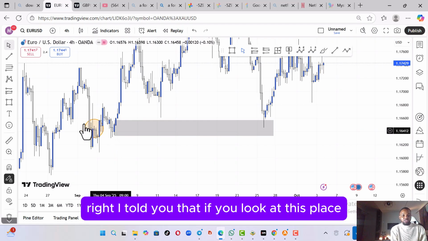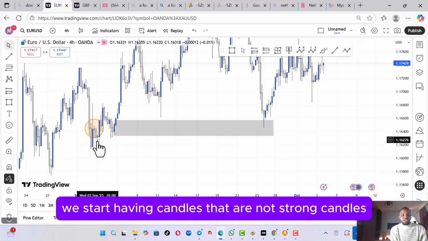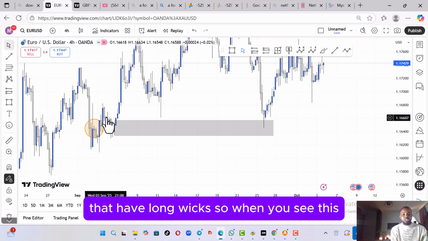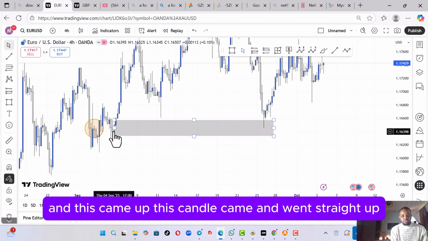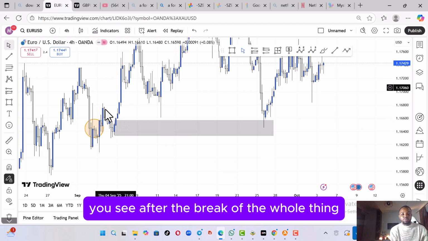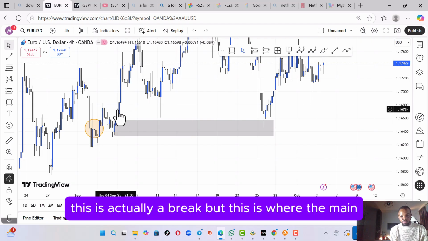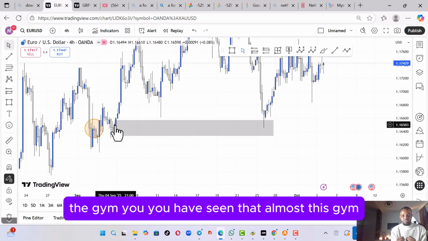I told you that if you look at this place, after the move down here, we start having candles that are not strong, candles that have long wicks, right? So when you see this, we had a doji candle, right? And this candle came and went straight up. You see, after the break of the whole thing, this is actually a break, but this is where the main candle started moving, where it started forming.